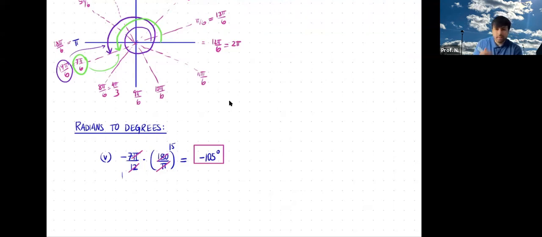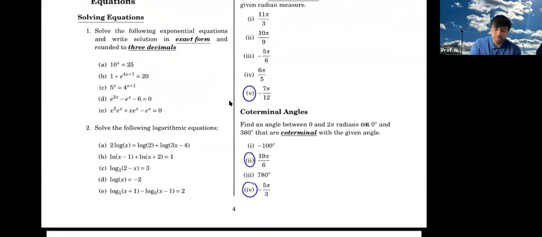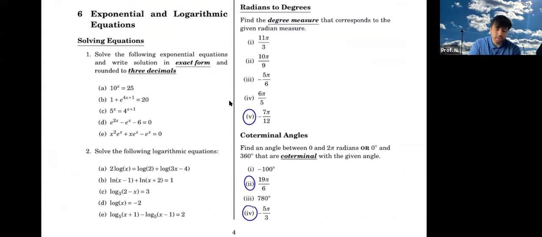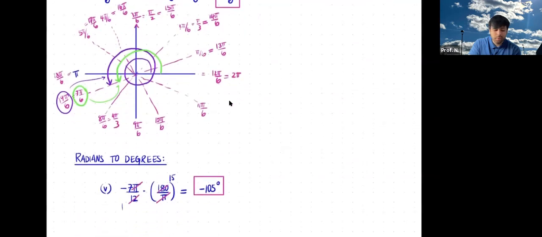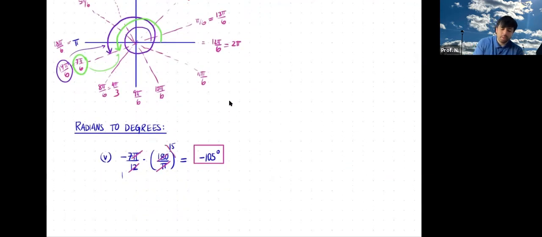And that's the extent of this. So this part here shouldn't be too bad. Even though coterminal angles might be a little tricky, for radians and degrees you're just multiplying by a particular factor. If you go from radians to degrees, you multiply by 180 over pi. And if you're going from degrees to radians, you multiply by pi over 180.